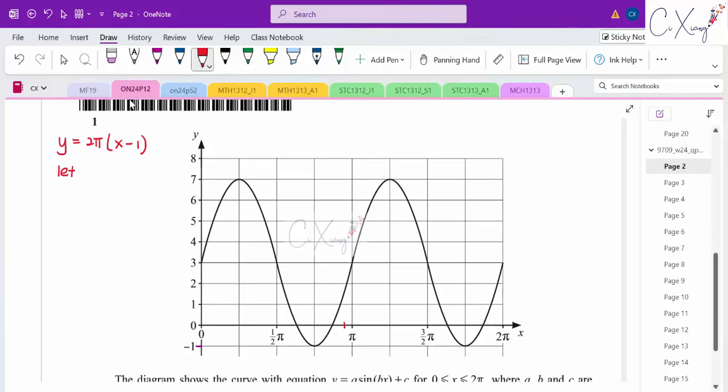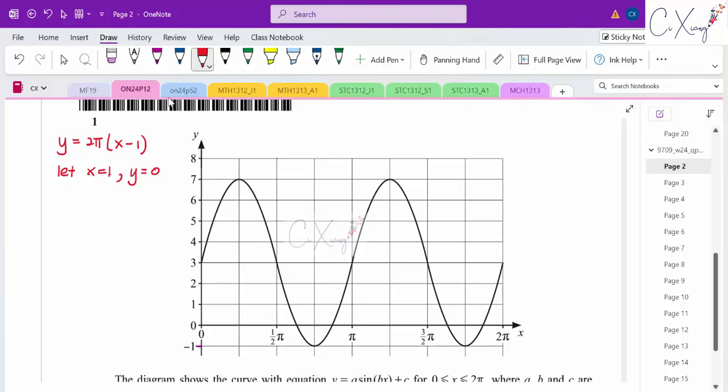Okay, so maybe what I try to do is let x equals to 0. But if I let x equals to 0, I'll get a negative value for y, which is already out of the range also. Not convenient for us to draw it. Maybe I try to let x equals to 1. So I let x equals to 1, and the value of y that I get is basically 0.